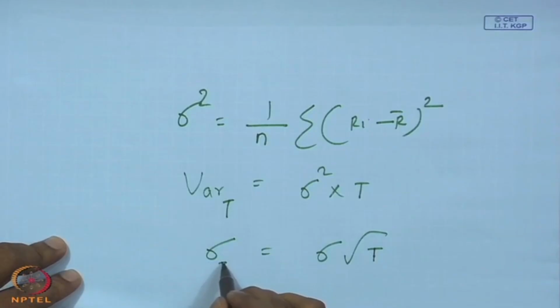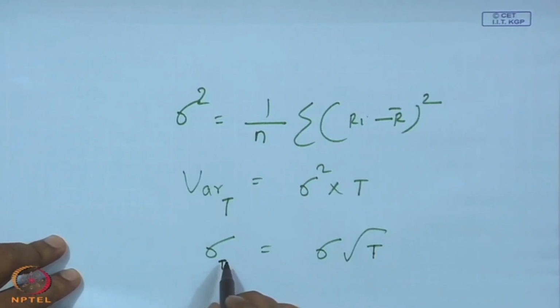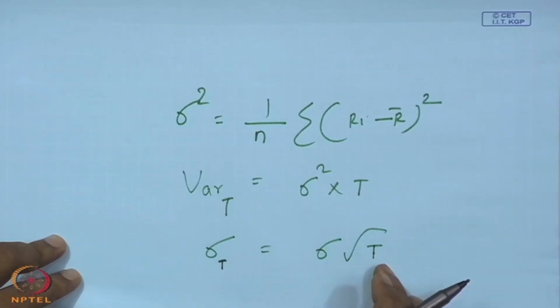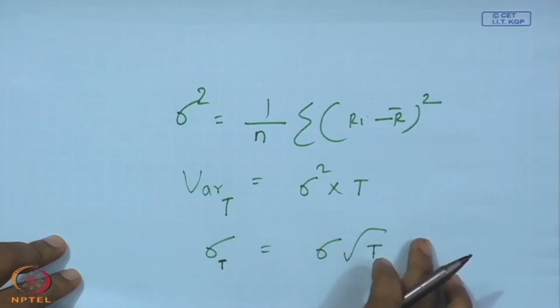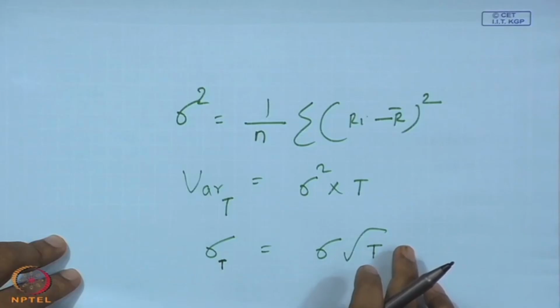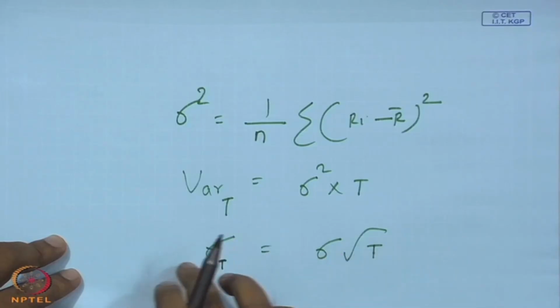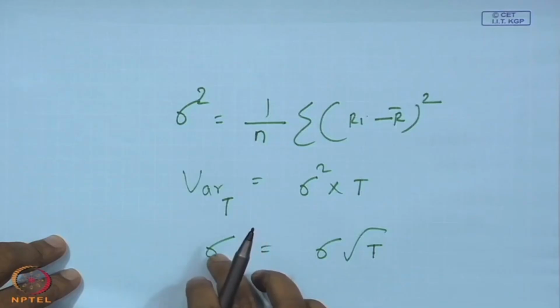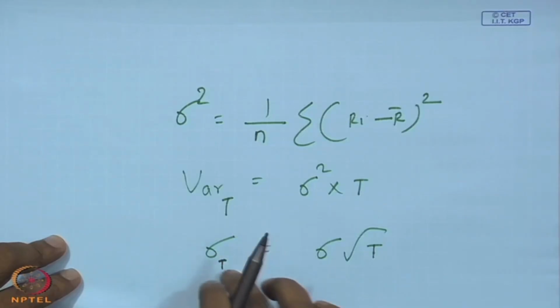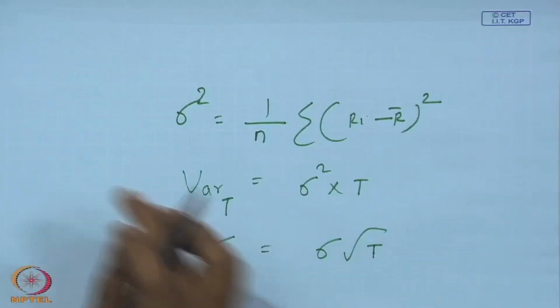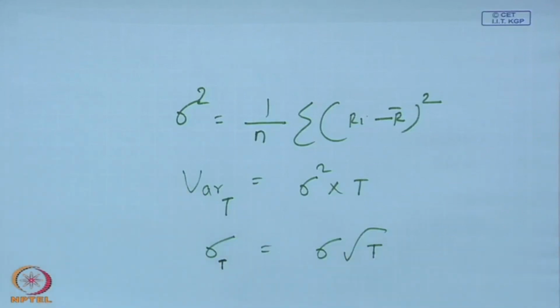So, for t period, t is suppose 1 day, 2 days, 3 days, 10 days, whatever days it may be. If you know the standard deviation of daily return, standard deviation into root over t, where t is the time period, number of days, you can calculate the volatility of return for t period. T may be 1 day, 2 days, 3 days, 10 days, 15 days, anything. Okay. That is the volatility of return calculation.